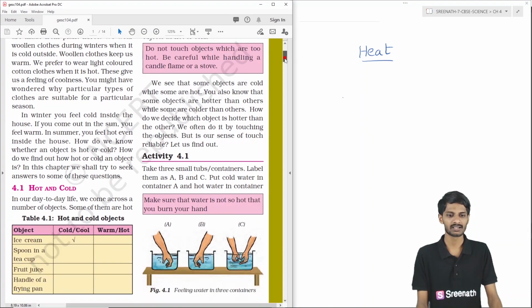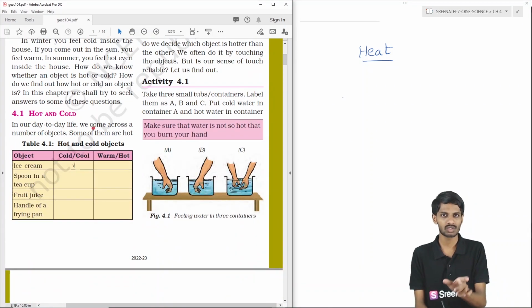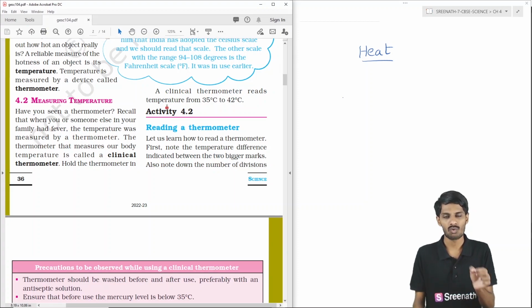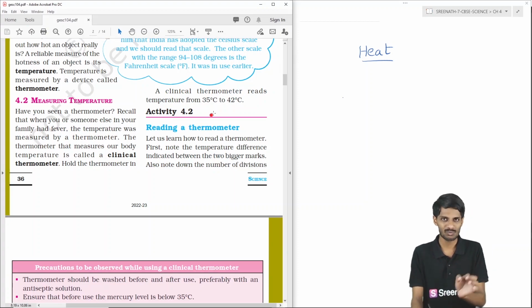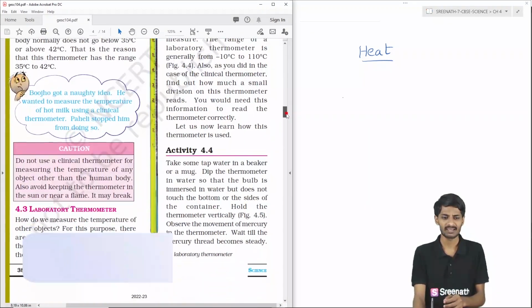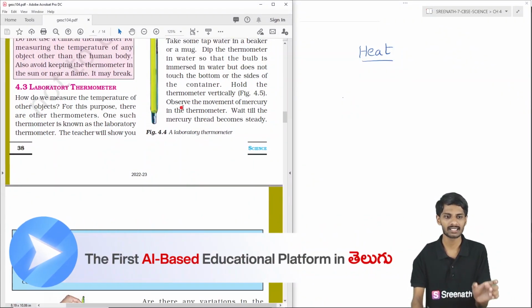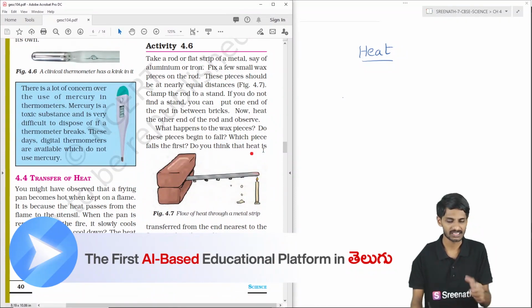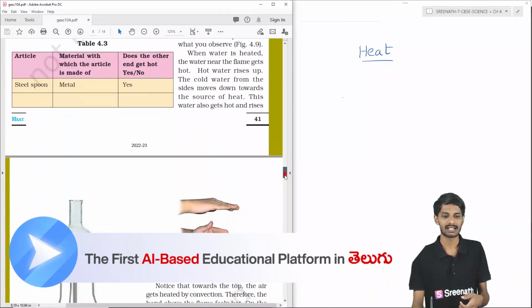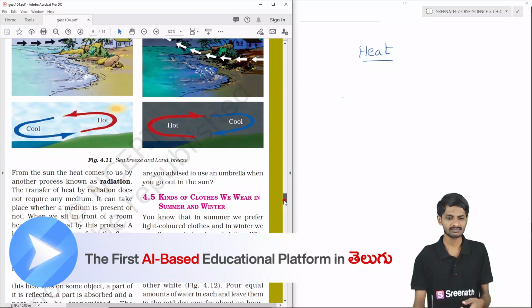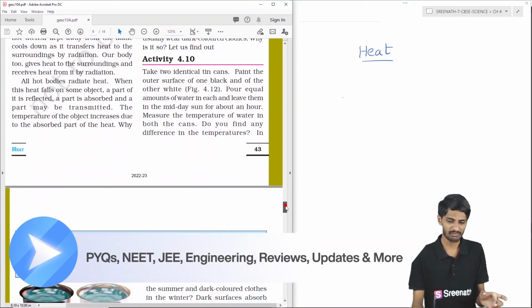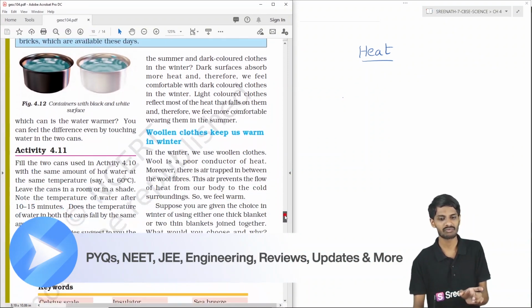Students, first we will study about hot and cold, which objects are hot and which objects are cold. Next we will study about measuring temperature: what is meant by temperature and how to measure it. Next is the laboratory thermometer. Next is transfer of heat, how heat is transferred. And next is about the kinds of clothes we wear in summer and winter, which type of clothes we wear in summer and which in winter.